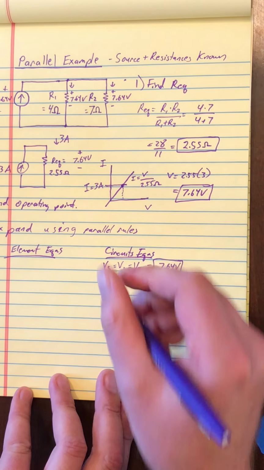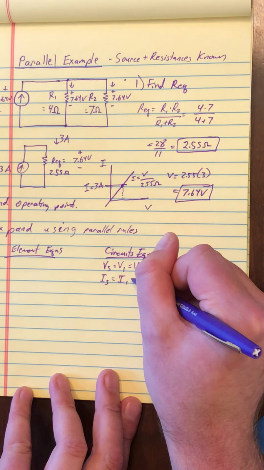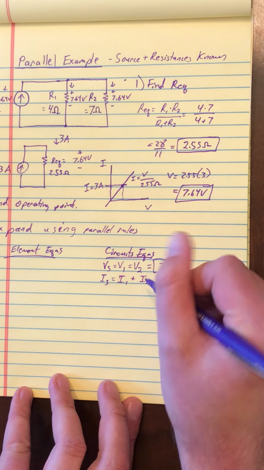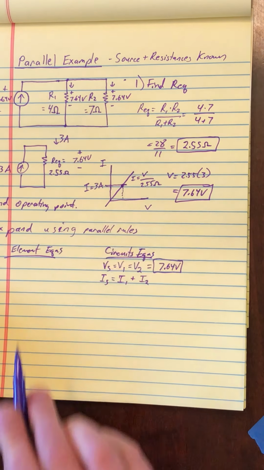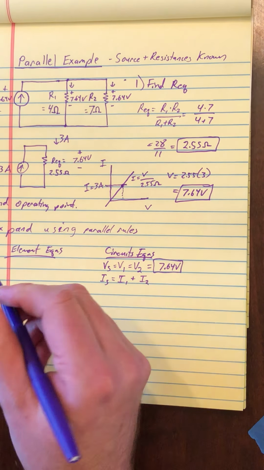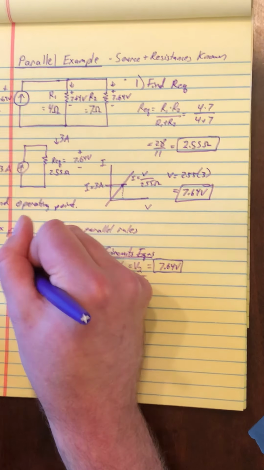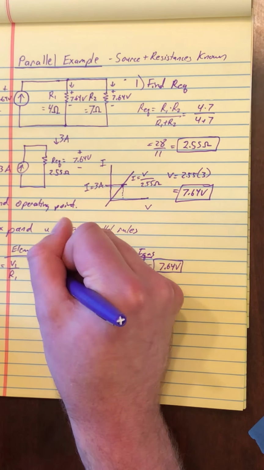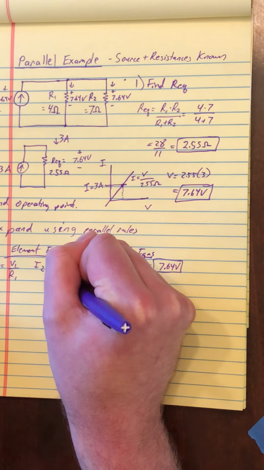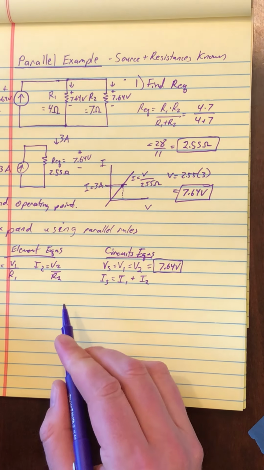The other equation I have is that the source current splits, and this is 2 parallel paths, so the current is going to split down those 2 paths. But I don't know that complete answer yet. I'm going to use the element equations to help me out. So I1 is V1 over R1, I2 is V2 over R2. These are the element equations, the characteristic equations for those 2 resistors.